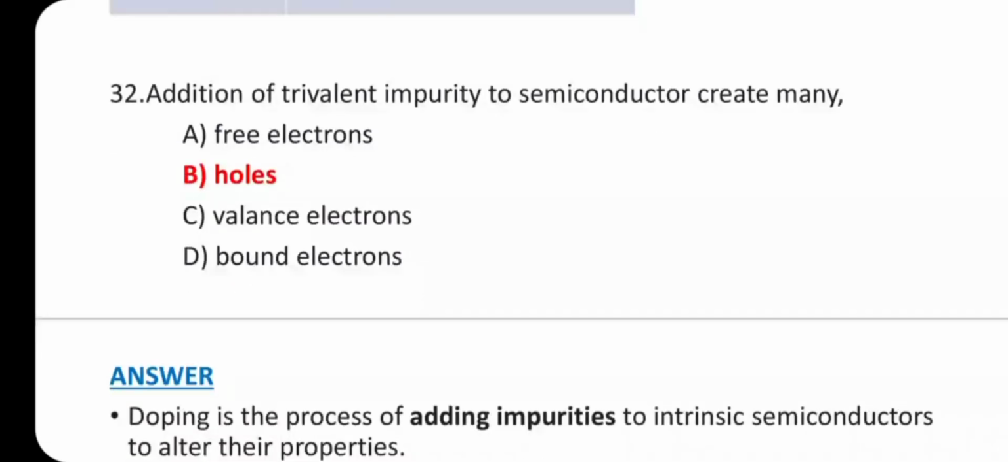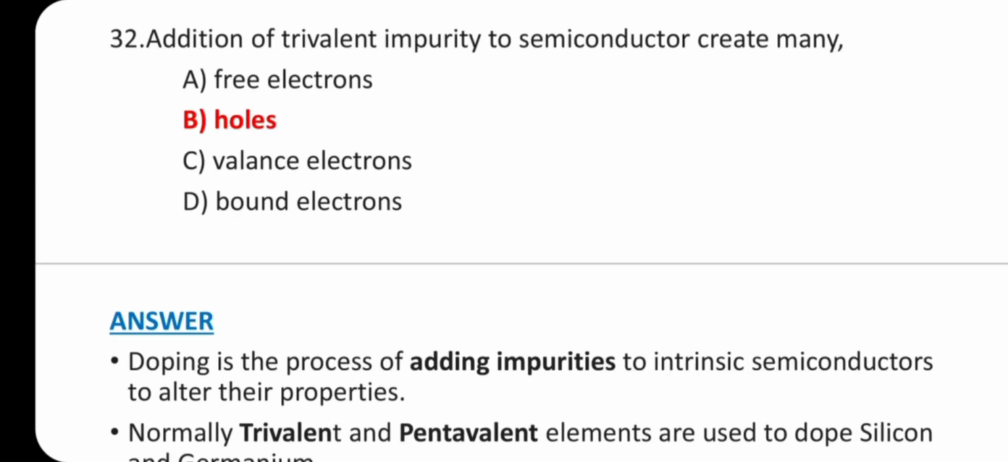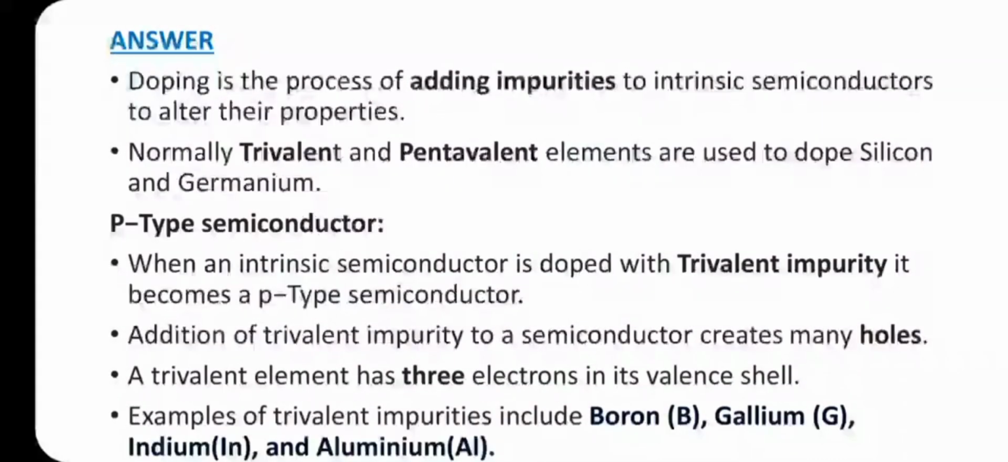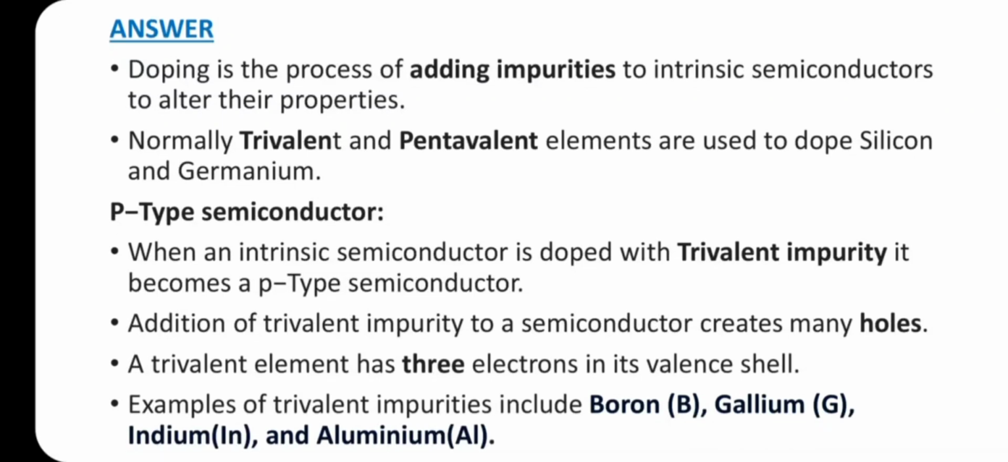Question number 32. Addition of trivalent impurity to a semiconductor creates many: the answer is option B, holes. Doping is a process of adding impurities to intrinsic semiconductors to alter their properties. Normally, trivalent and pentavalent elements are used to dope silicon and germanium.